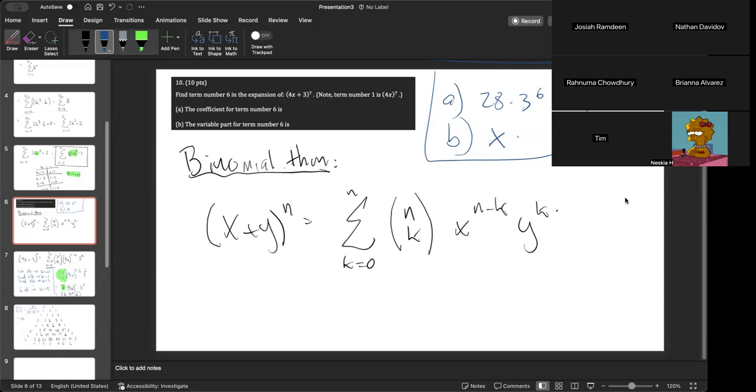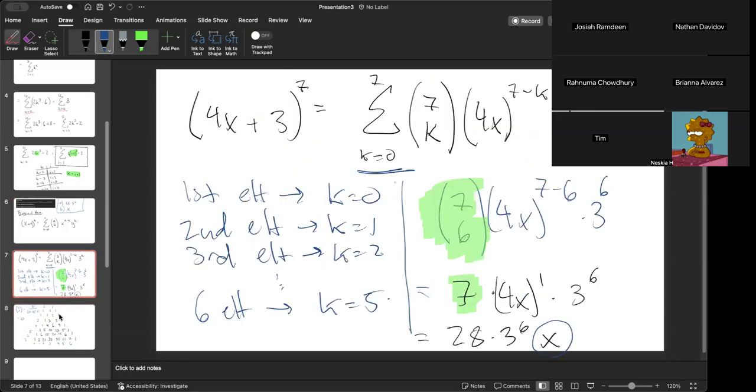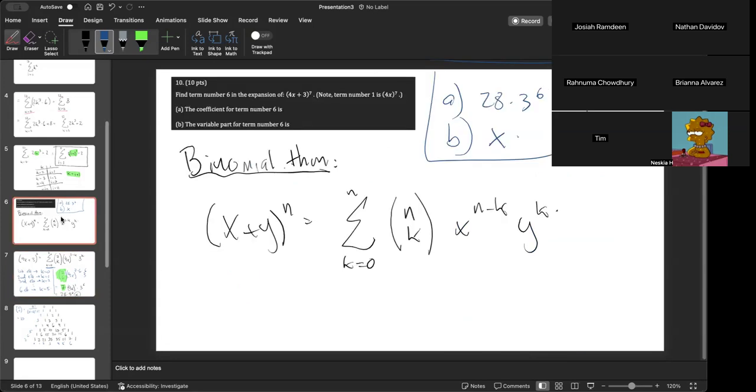I got a different answer for that question, and I went over it in tutoring, and allegedly we had a correct answer, which is the term number 6 is x squared, and the coefficient will be 13, 60, 80.